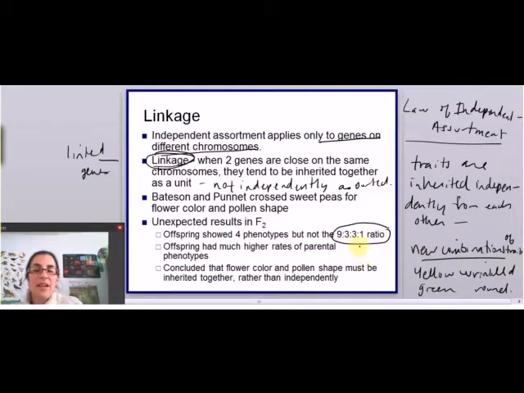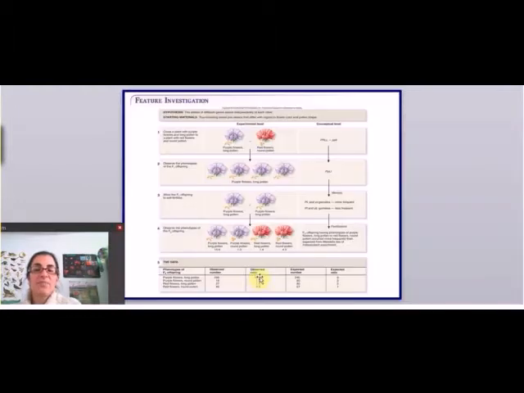But instead of seeing a 9 to 3 to 3 to 1 ratio, they saw much higher rates of parental phenotypes. So that's more of these and more of these than they would have been expecting. And because they see more of the parental phenotypes, remember that's how they came from the parents, not new combinations, it suggested that the traits were linked. So that's the cross that they did.